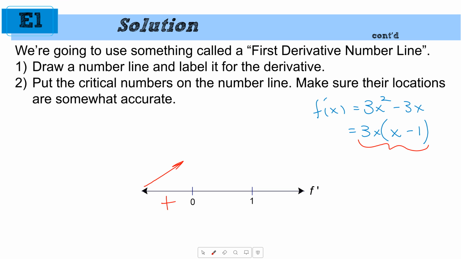Ben, back to you. What number would you like to use between 0 and 1? Let's just do 0.5. 0.5, beautiful. If I plug 0.5 in there, is it positive or negative? Negative. A positive times a negative is negative. Downward arrow. All right, Ben, last one. What number would you like to use to the right of 1? Positive 2. You are a madman. Positive times a positive is positive.